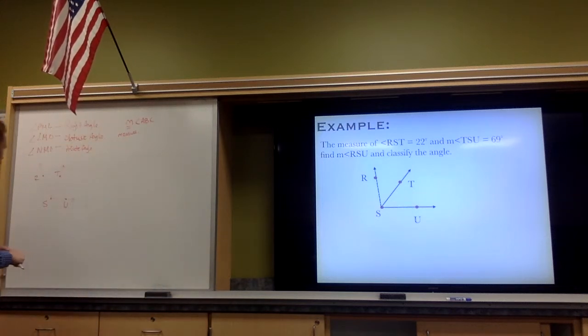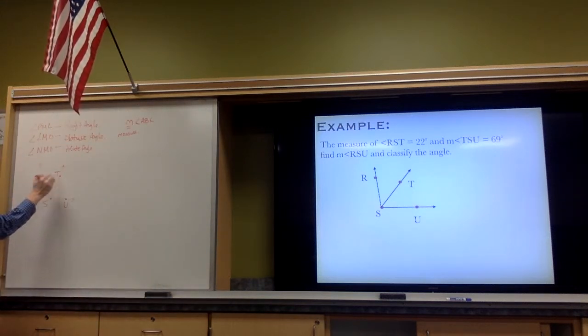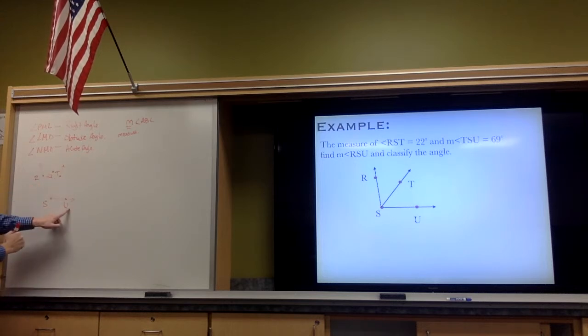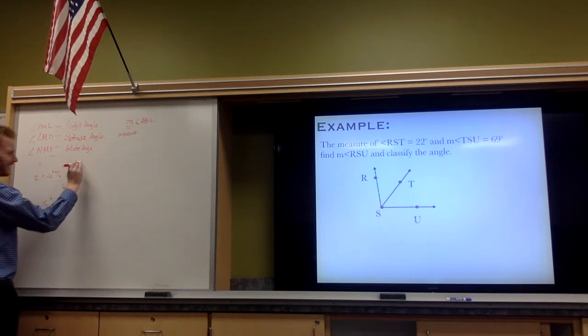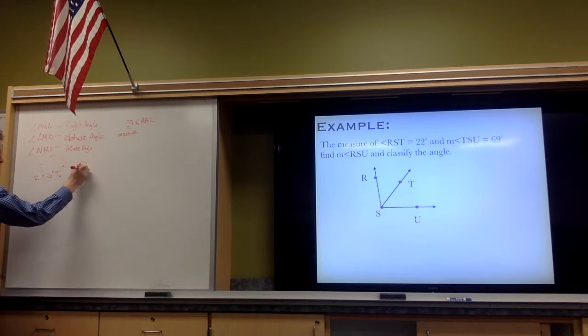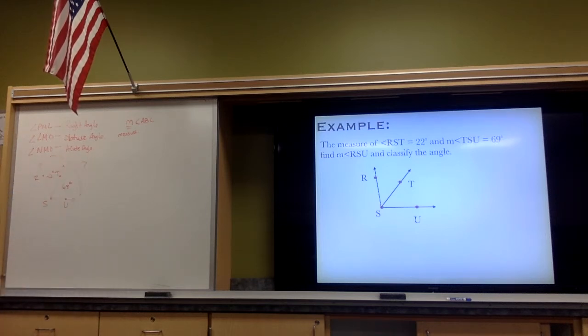So the measurement of RST is 22 degrees. TSU is 69 degrees. They want to know the measurement of RSU. So this whole thing, what's the measurement? That looks like a 7. That does not look like a question mark. That looks like a question mark.